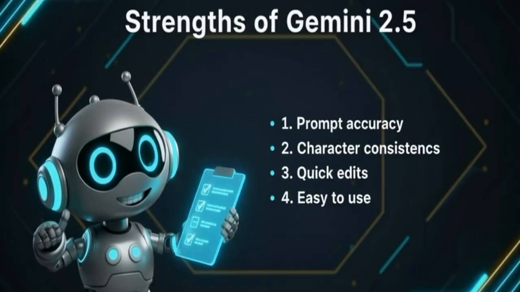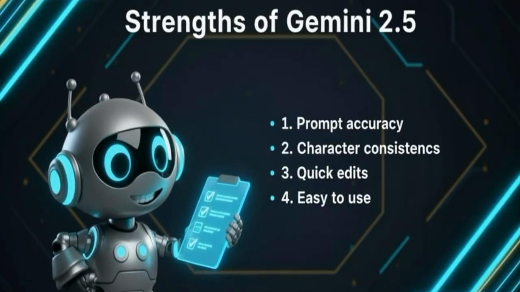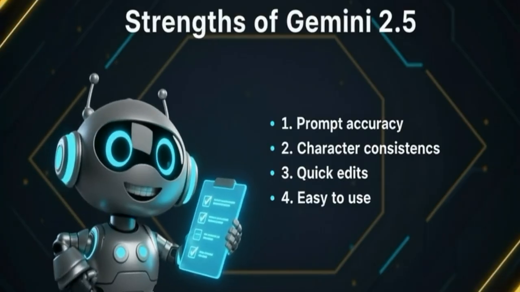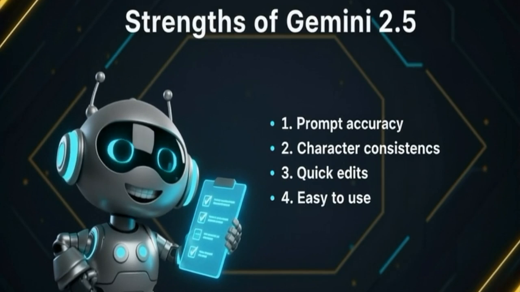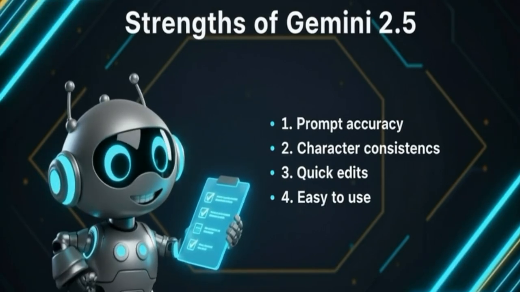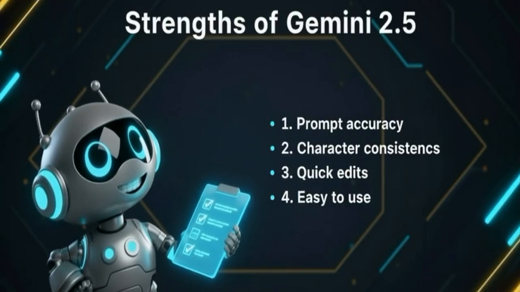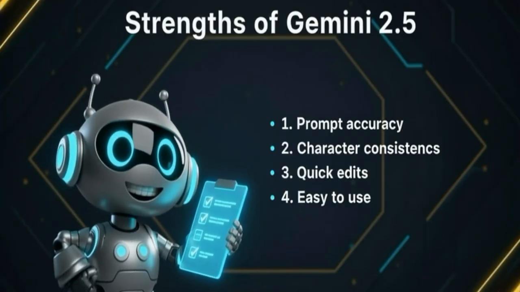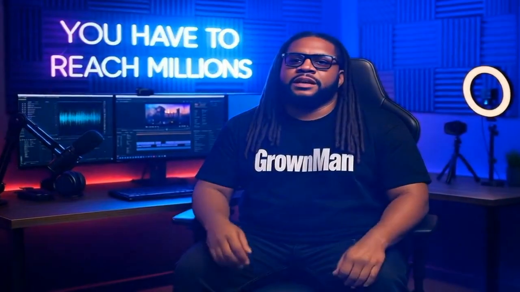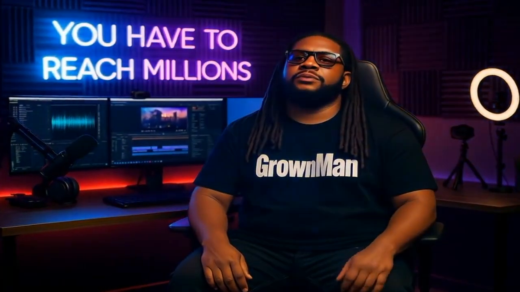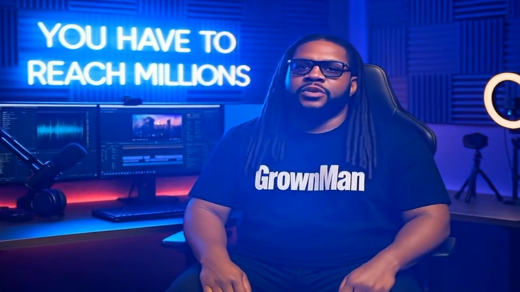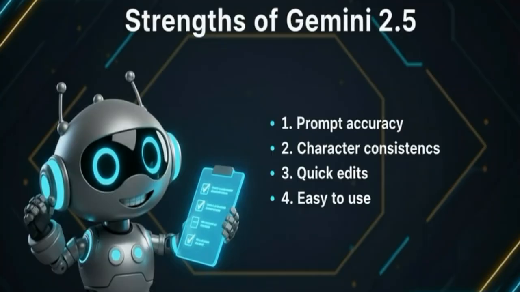Section 3. Strengths of Gemini 2.5. Let's break down what Nano Banana does better than most AI tools. 1. Prompt accuracy. If you've ever been frustrated by AI art tools drifting away from your request, you'll appreciate how well Gemini follows instructions. If you say, a silver robot mascot with glowing blue eyes and a rounded body, it usually gives you exactly that.